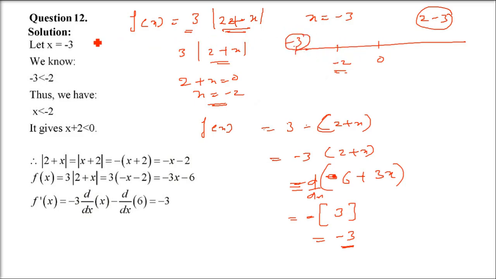This is how you are going to do it. The best thing is, whenever you have this mod and some value is given, just put that value and see whether it is negative or positive. If it is negative, remove the mod with a negative sign of that function. For example, we did 2 plus x, removed the mod and we just put a negative in front of it.